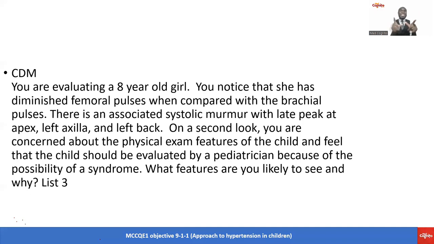Look, this is very simple. We are already building on coarctation of the aorta. So this question, if I have to summarize it, is saying you have an 8-year-old girl who has coarctation of the aorta, but you suspect that this child has a syndrome. In other words, which syndrome is associated with coarctation of the aorta, and what are the features of that syndrome? Turner syndrome.